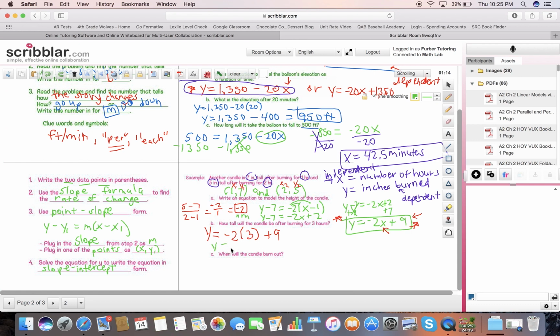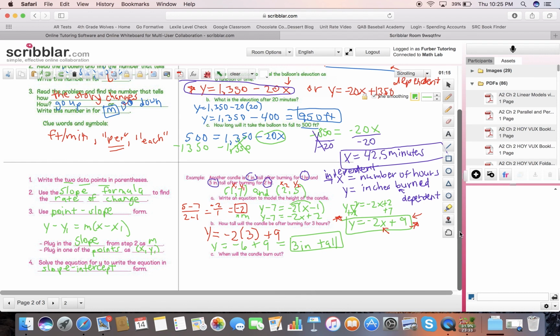-2 times 3 is -6, and then -6 plus 9 is 3. So it is going to be 3 inches tall after burning for 3 hours. That's how tall the candle is going to be. It's getting smaller, right? Now look at C.